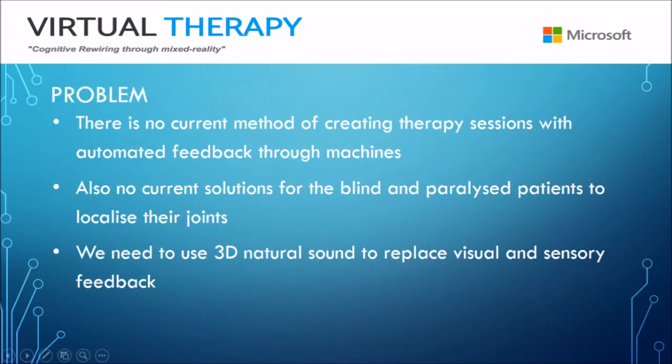The problem is that there are currently no methods for creating therapy sessions with feedback given by a computer. Presently, a therapist needs to support the sessions, but he cannot provide the feeling of how a visually impaired patient's joints are aligned. We needed to develop an application capable of analysing the user's pose and then produce a response that would help a paralysed person correct their posture during exercise sessions.